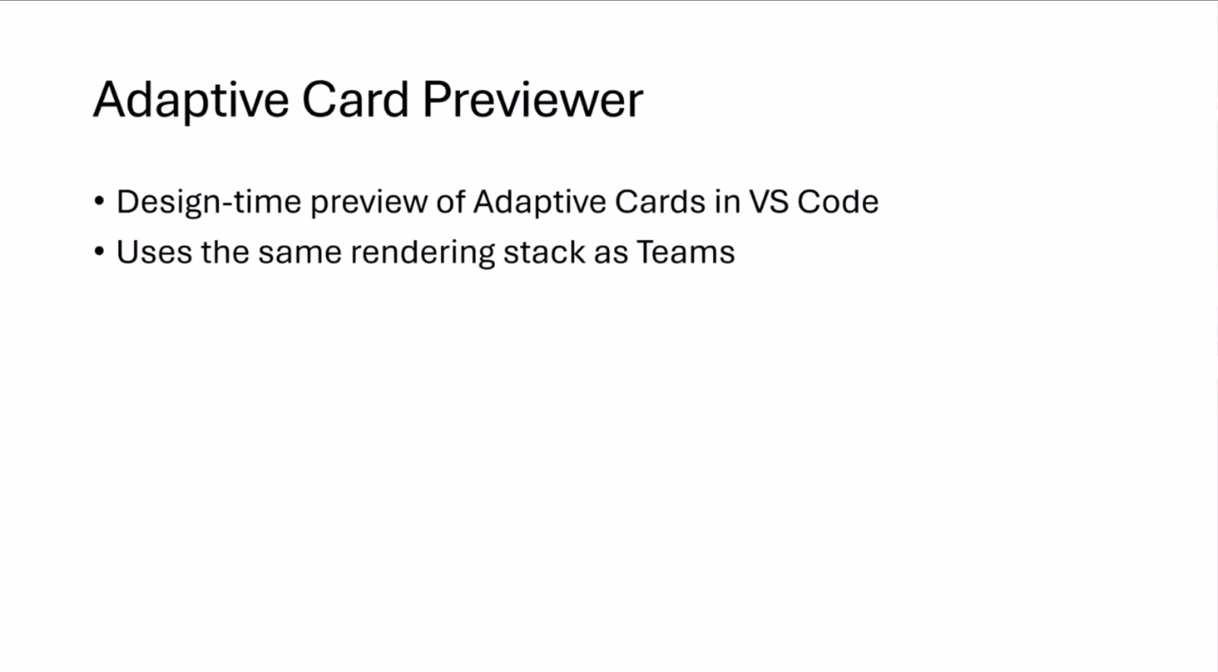And then I also mentioned the adaptive card previewer. It's another extension in VS Code to give you design time rendering, and it uses the same rendering stack as Teams. So let me just show you real quick those things.